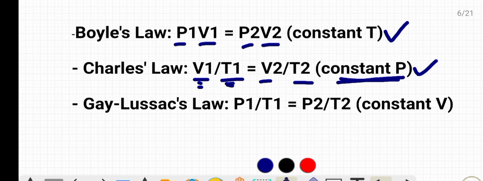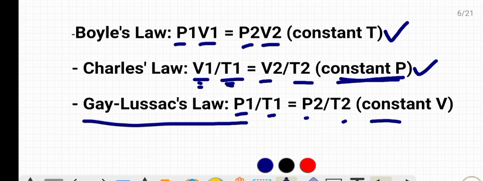Joseph Gay Lussac's law states that the pressure, remember this is pressure, this is temperature, initial, final. What's kept constant here is the volume. Gay Lussac's law states that at constant volume, the pressure of a given mass of a gas is directly proportional to its temperature. And the temperature is in Kelvin, of course. Always remember that.